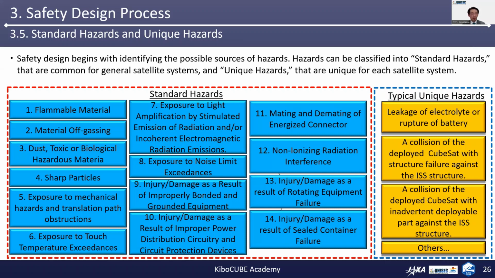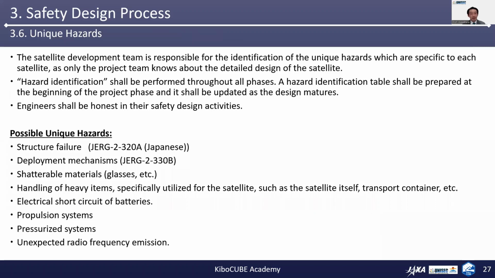Also in the left figure, some of the unique hazards are listed, such as leakage of electrolyte or rupture of battery, a collision of the deployed CubeSat with structure failure against the ISS structure, a collision of the deployed CubeSat with inadvertent deployable part against the ISS structure, etc. So let's discuss a little bit more about unique hazard.